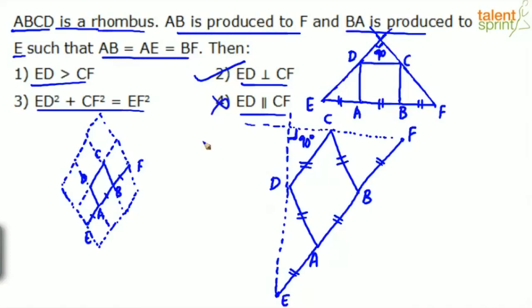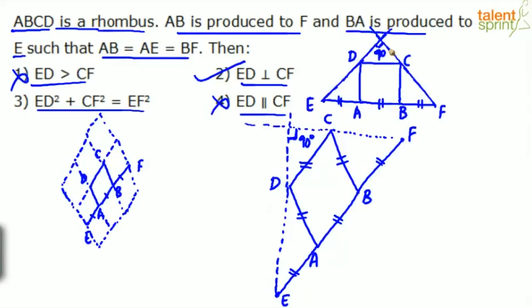No. Now ED greater than CF, it is not. That will not arise at all because it is a symmetrical figure, right? So both of them have to be equal. ED will be equal to CF. But when you extend them, you will find that they will intersect and make an angle of 90 degrees. You're getting it? So that's your answer.